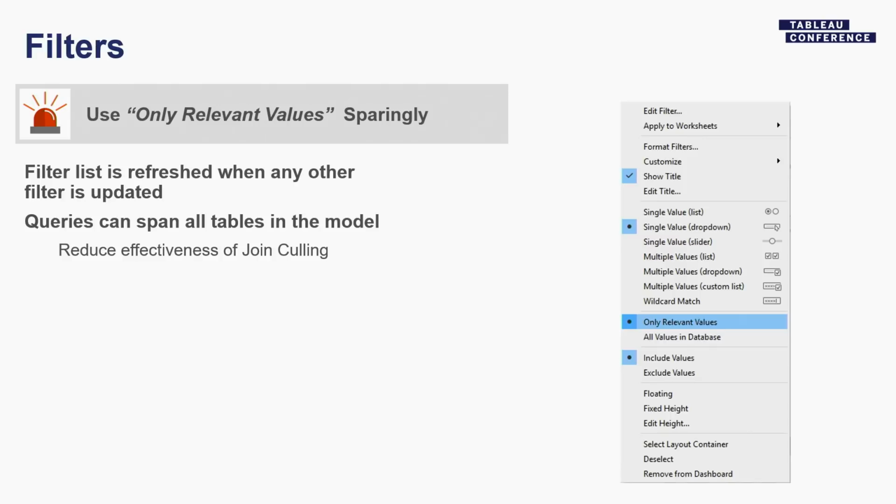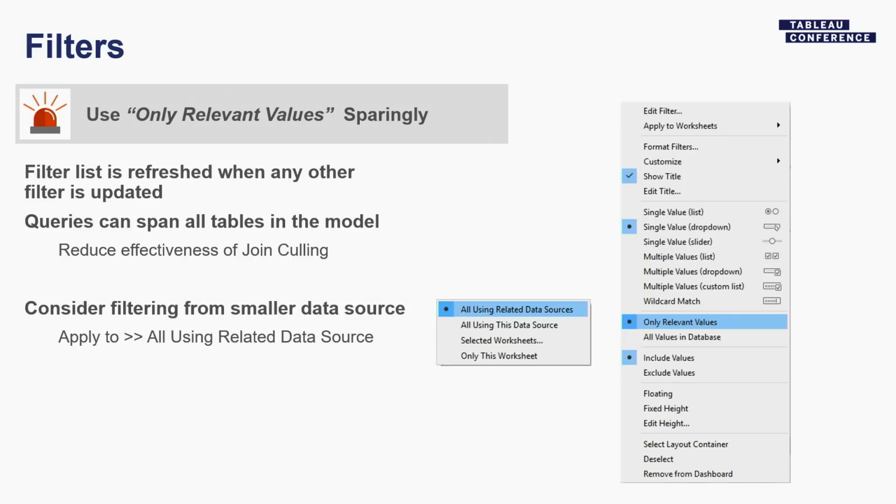You would typically have to traverse the fact table because the dimensions might exist on tables on either side of the fact table. So if we're updating location and we're updating product, we would typically traverse the fact table. That can reduce the effectiveness of join culling, where we can drop joins that we don't need, and it can cause less than optimal queries to be sent back to the database.